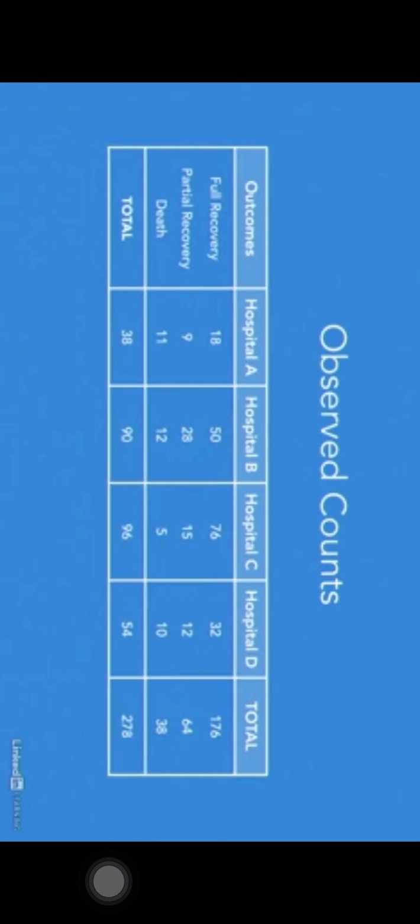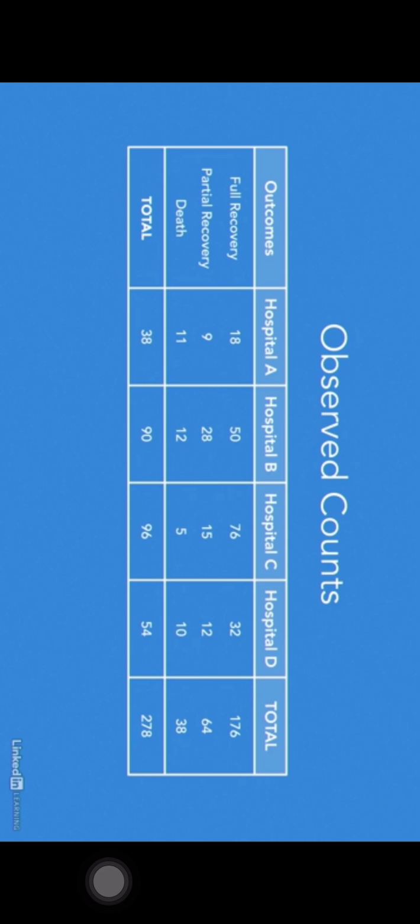So let's say these are the 4 hospitals that perform the particular surgery that grandma needs. This is the most recent data from the past 12 months. The possible outcomes are full recovery, partial recovery, and death.